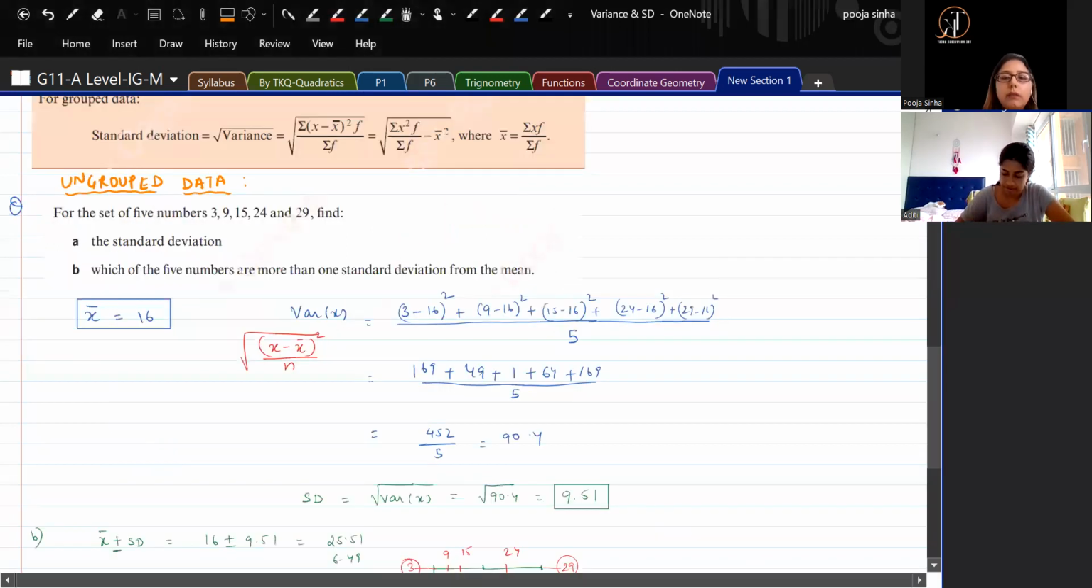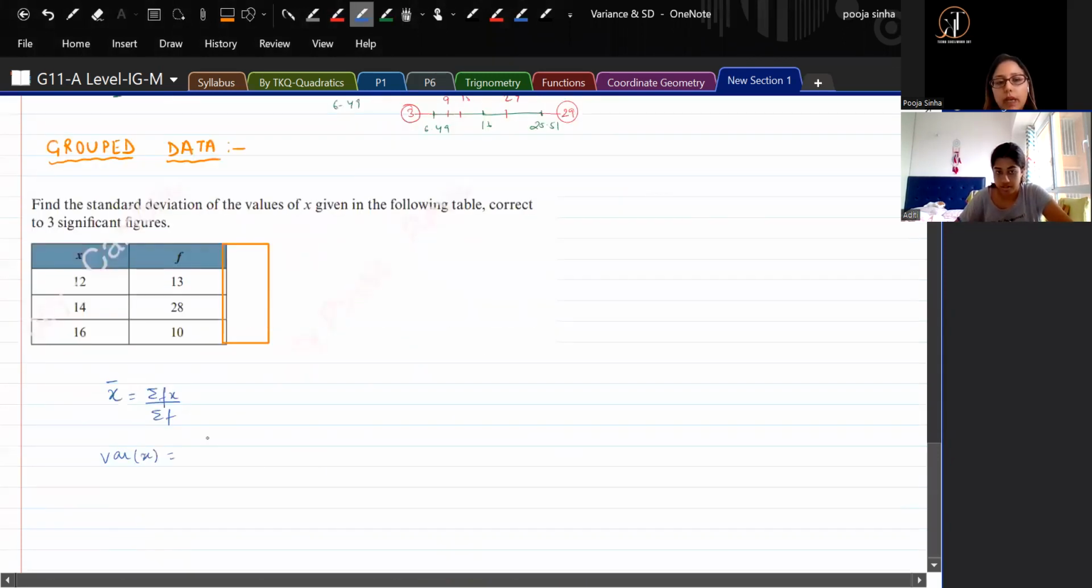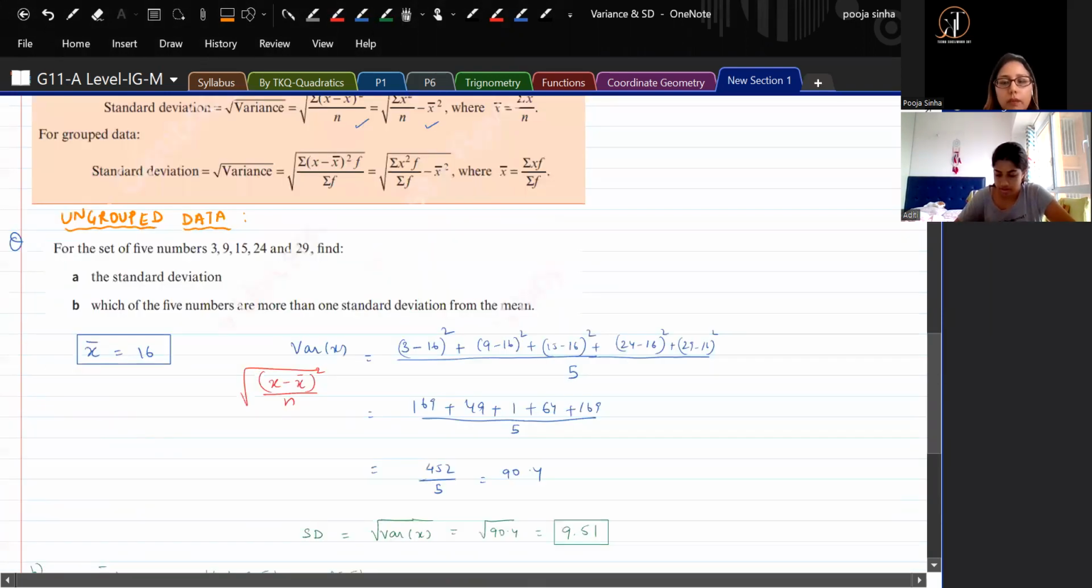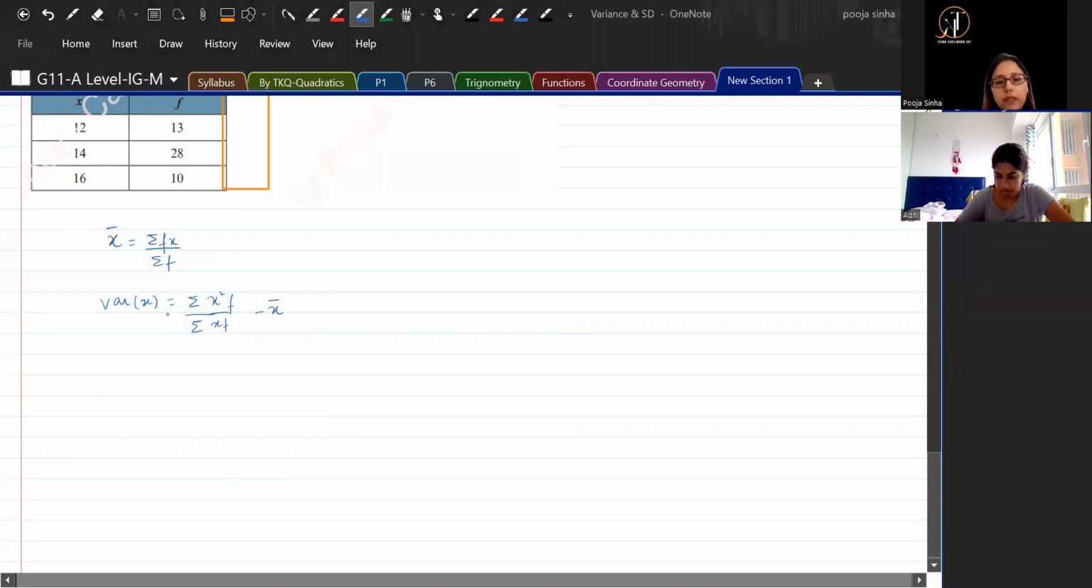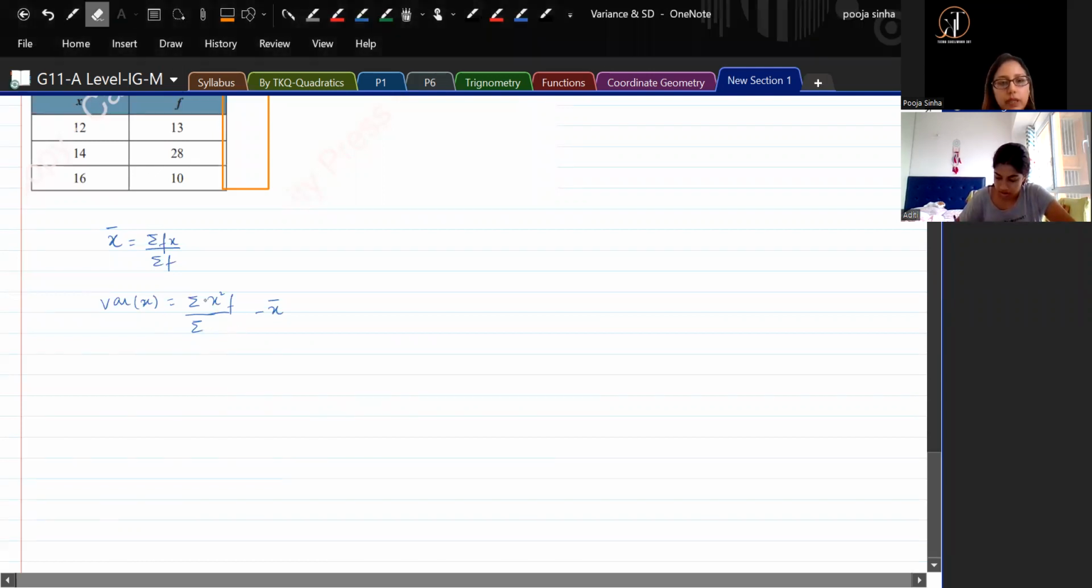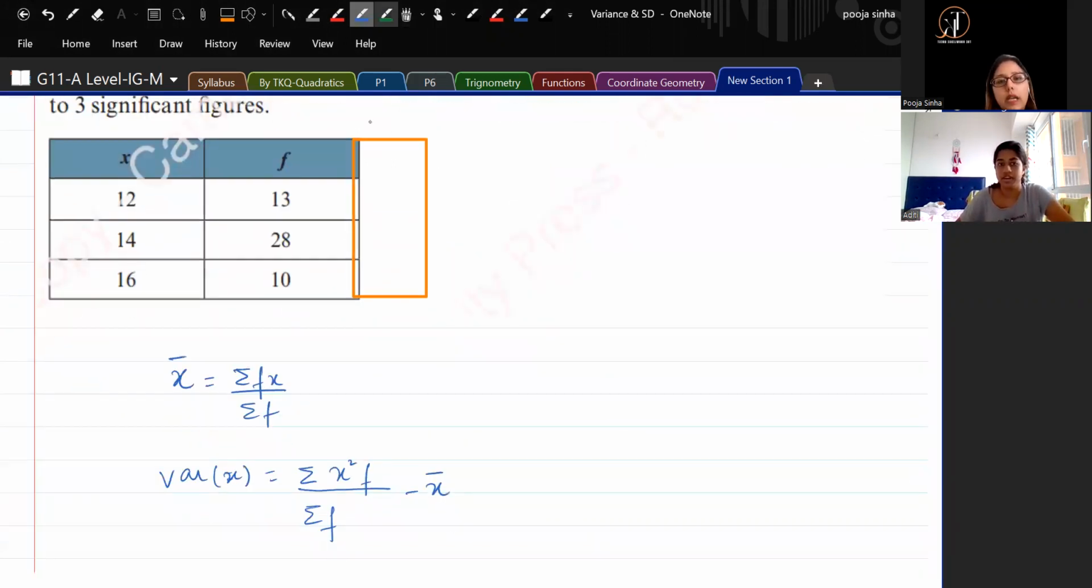Let's write the formula first. Let's use x square f upon sigma f minus x bar square. It will be easier in this. x square f upon sigma f minus x bar. Clear? This is the formula we have to use. Okay. So x square f upon sigma f minus x bar. I'm getting x bar as 234 divided by 70. Okay, so help me out with this.